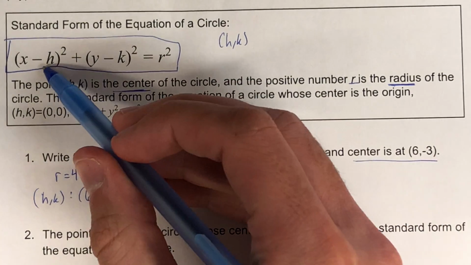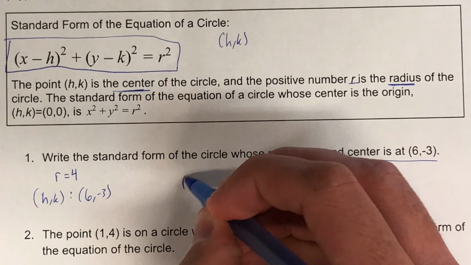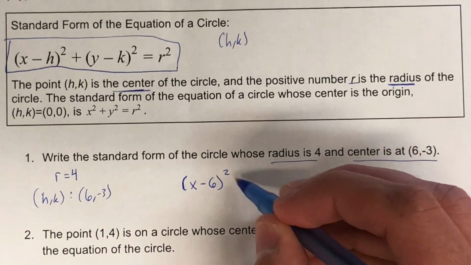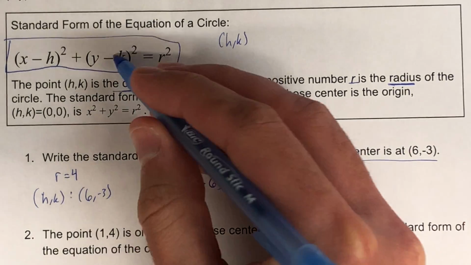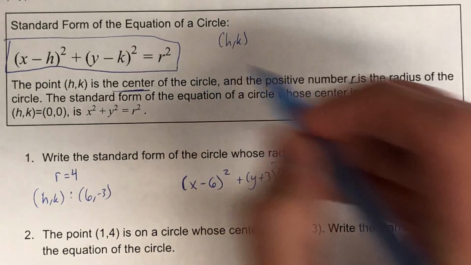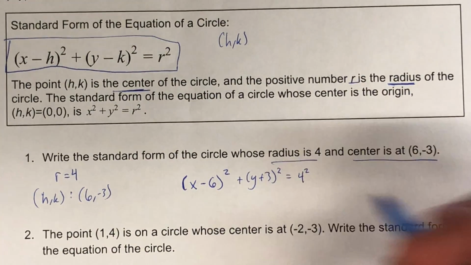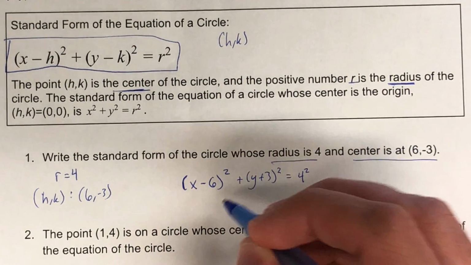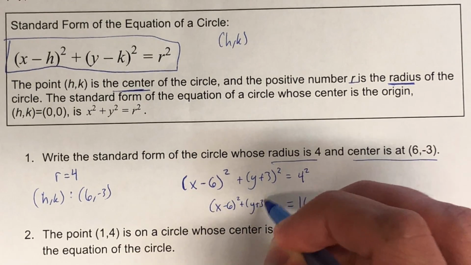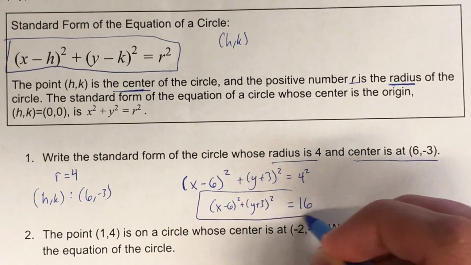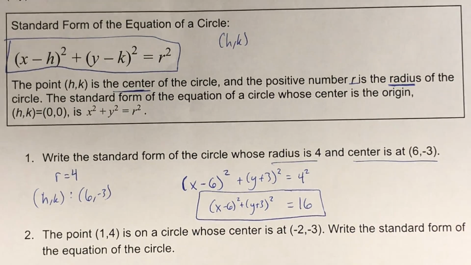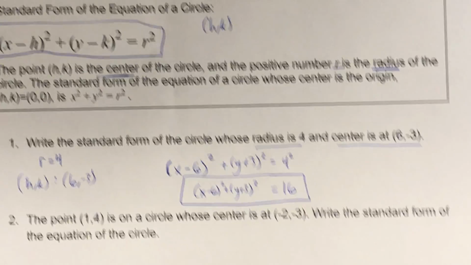So plugging those into our equation up here, we have x minus h squared, so h is 6, plus y minus negative 3, which would be plus 3 squared, equals r, which is 4 squared. 4 squared is 16. That's the only thing we do here to simplify further. So this would be the equation of a circle that has a radius of 4, center at 6, negative 3.